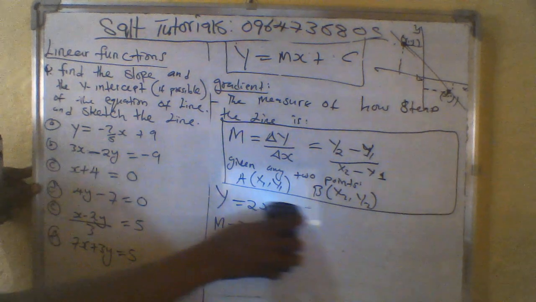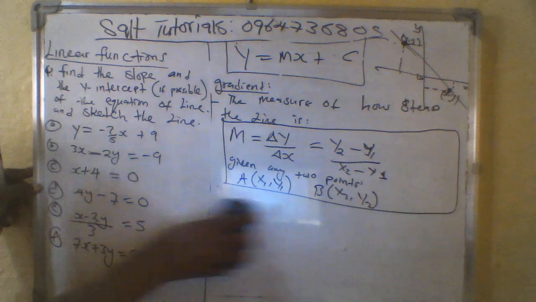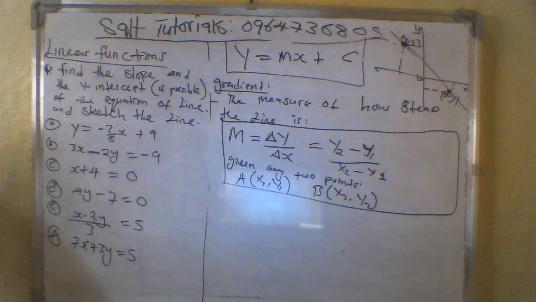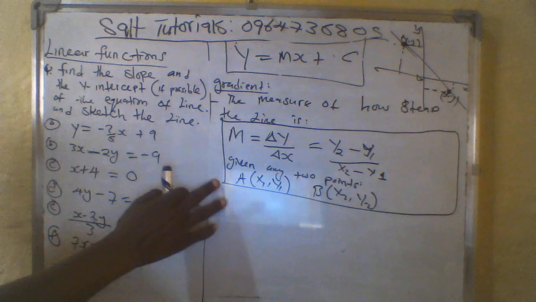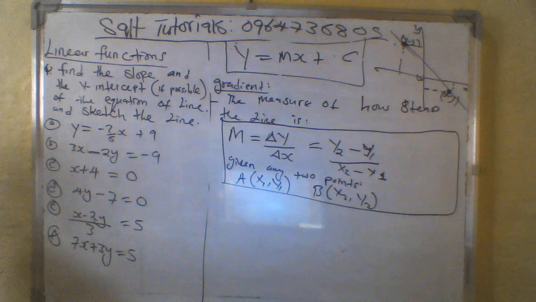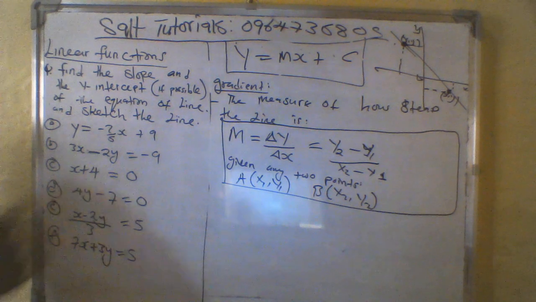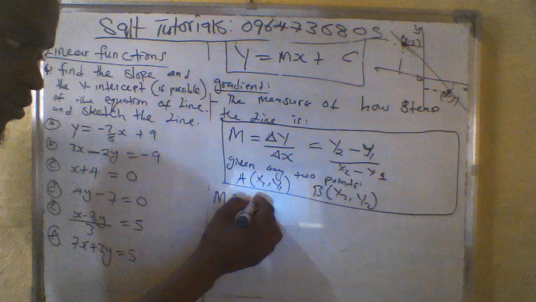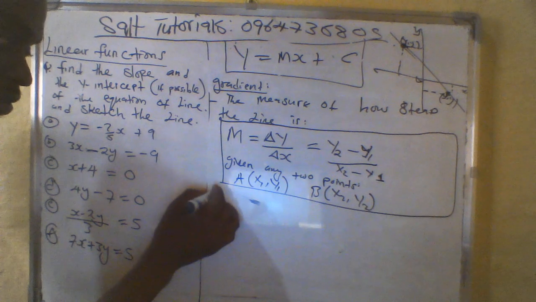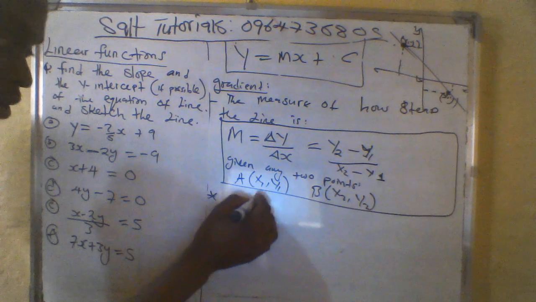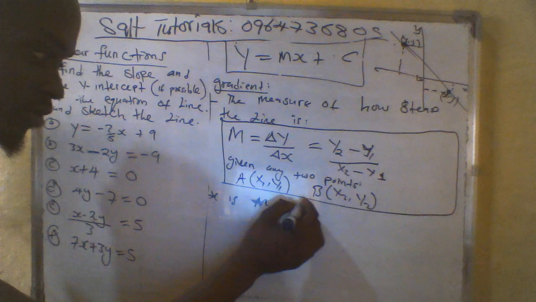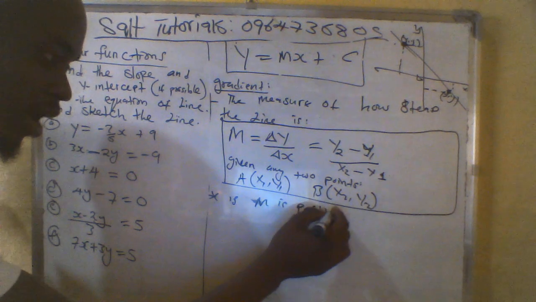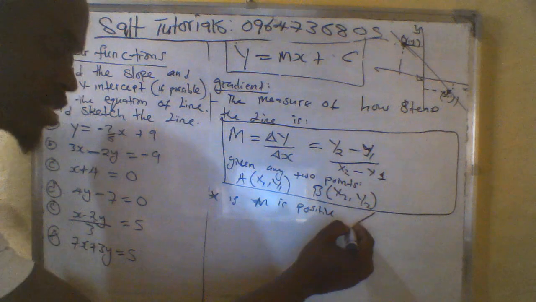Then the understanding you have to have again is that when the gradient is measured in that manner, we're talking about the steepness. So this gradient can take different forms. We have 4 cases. If m is positive, then I'm expecting my line to slope in this direction.